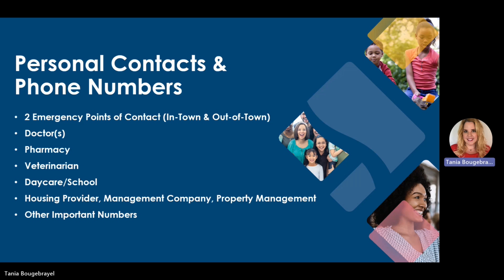Slide 3 talks about personal contacts and phone numbers. Personal contacts are numbers that are specific to the individual and the household that are important to write down. You want to stress here that these numbers, you might know them off the top of your head, or you might know them because they're listed in your common contacts, but it's really important to write them down and store that phone number somewhere safe.